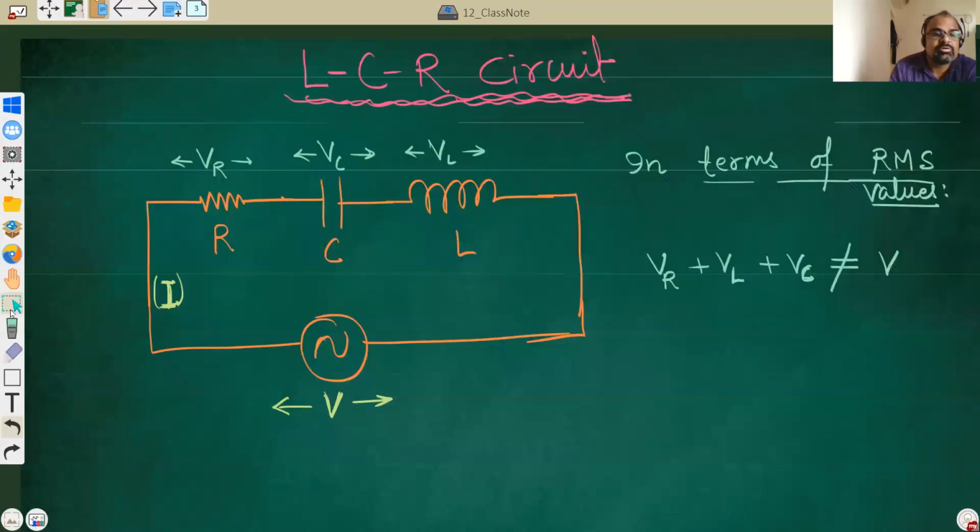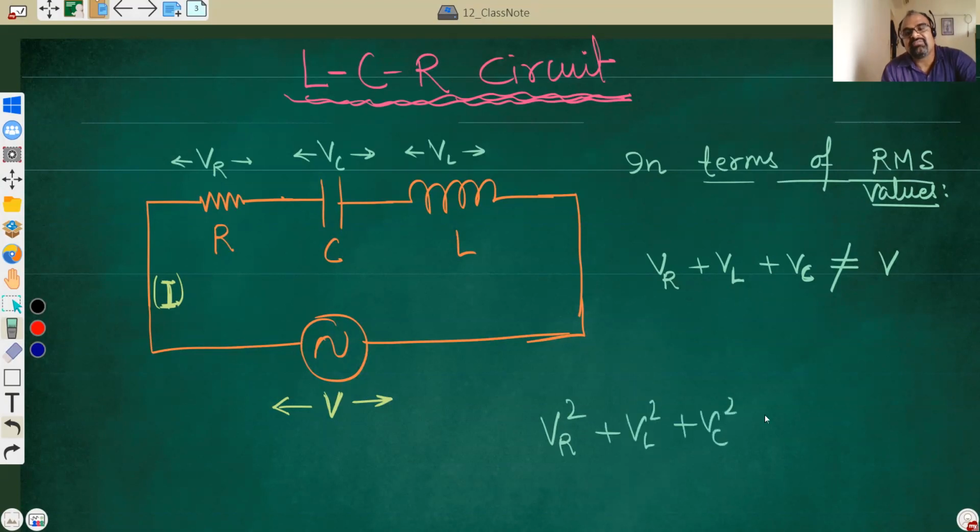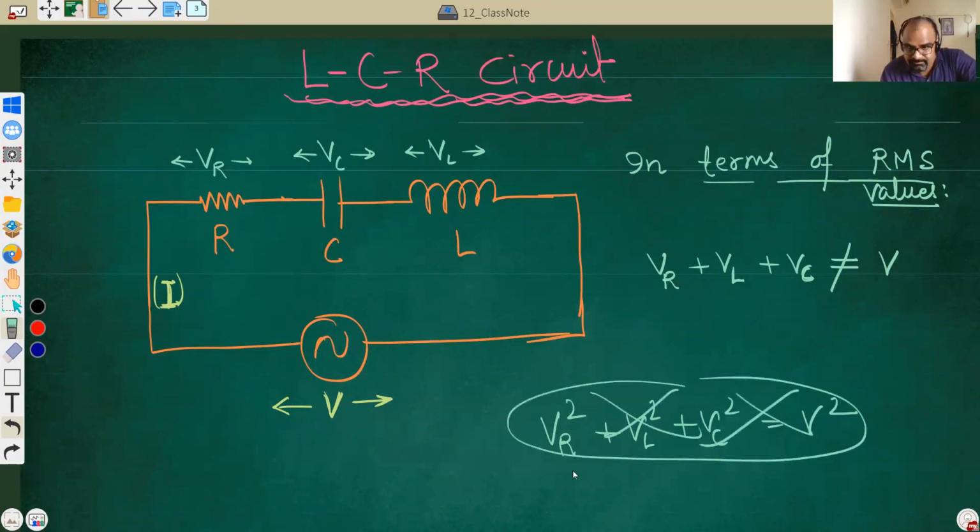Now, what is the relation between these three? Normally when I ask this, if the students have not yet studied, like you people have not yet studied, then normally students will say, okay sir, just like last time, VR square plus VL square plus VC square will be equal to V square. It used to be so last time. But we will see just now, with the help of a phasor diagram, that even this is not true.